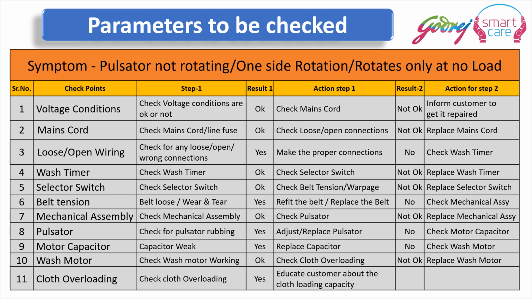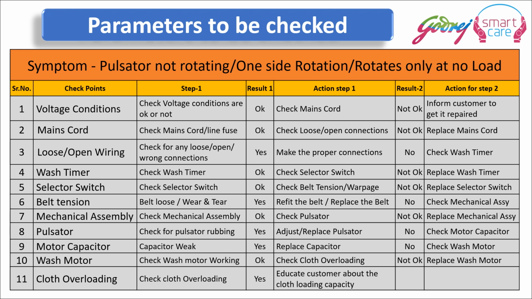Then we go for the mechanical assembly. Check the mechanical assembly operations. In case there is a problem, we have to replace it. After that, we have to work on the pulsator. Check the pulsator rubbing. If there is any rubbing, we have to adjust or replace the pulsator. Then check the motor capacitor. Check the capacitance. If the capacitor is weak, we have to replace it.